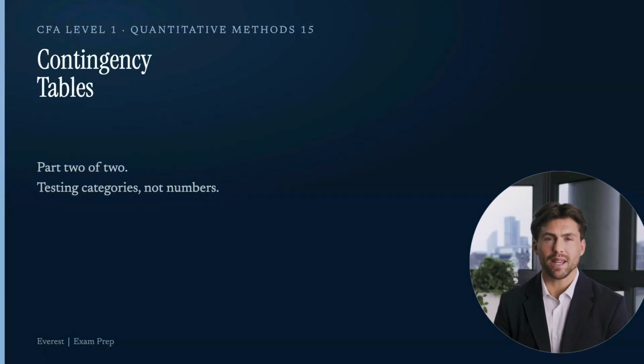Welcome back. This is part 2 of parametric and non-parametric tests of independence. In part 1, we worked through 2 different ways of testing whether the correlation between 2 numeric variables is real or whether it's just chance. In this video, we ask that same question of a completely different kind of data that isn't numeric at all.